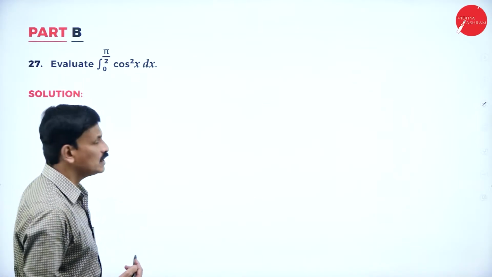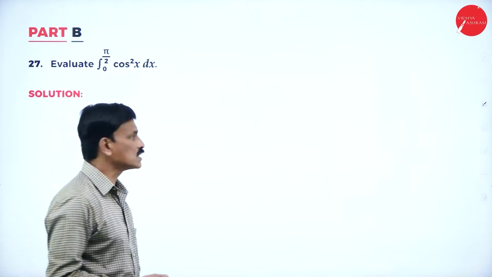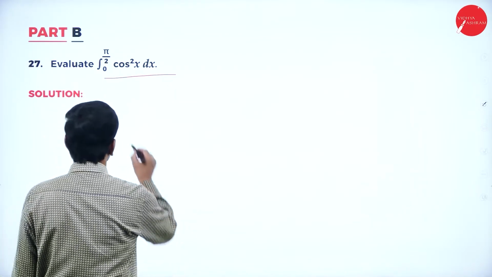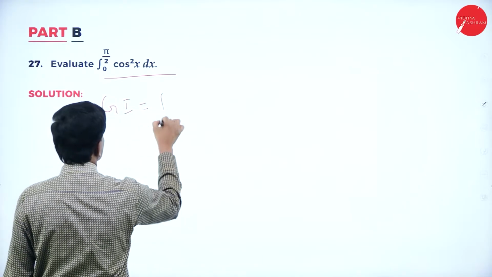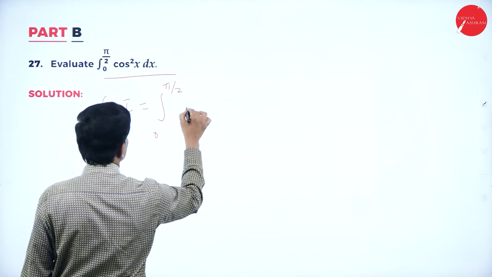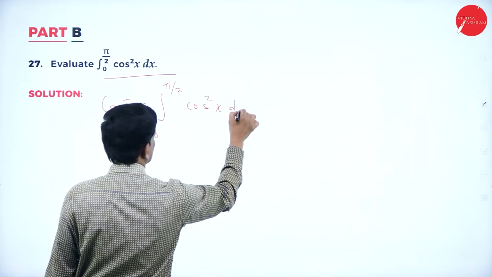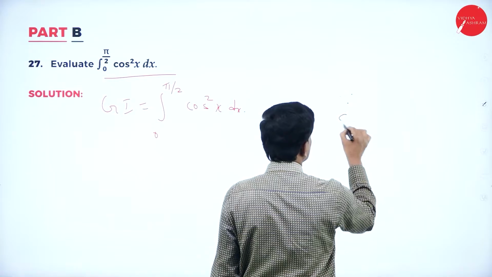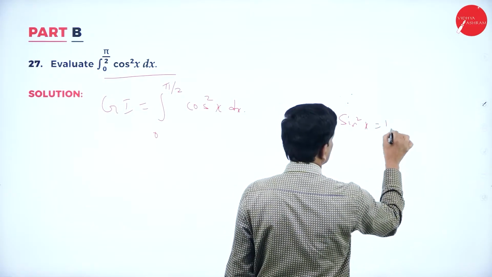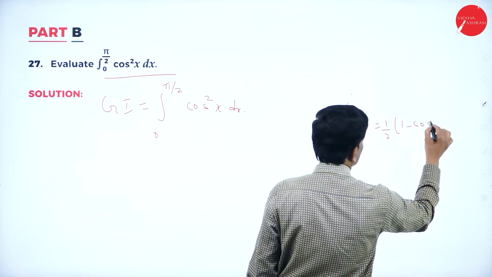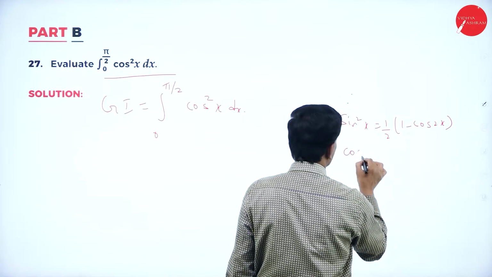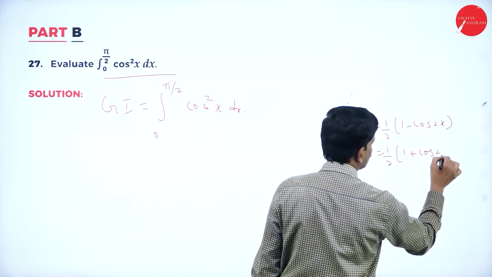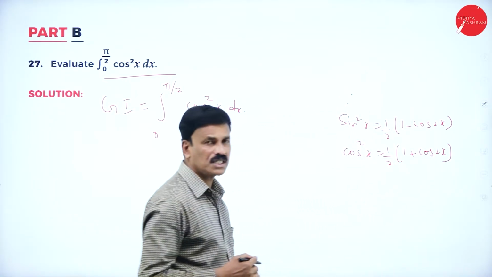Question number 27. Again this is from definite integrals. What is given? The integral from 0 to pi by 2 of cos square x dx. Now you are familiar with two formulas. Sin square x is equal to 1 by 2 into 1 minus cos 2x, whereas cos square x is equal to 1 by 2 into 1 plus cos 2x. So you may get the question on either sin square or cos square.